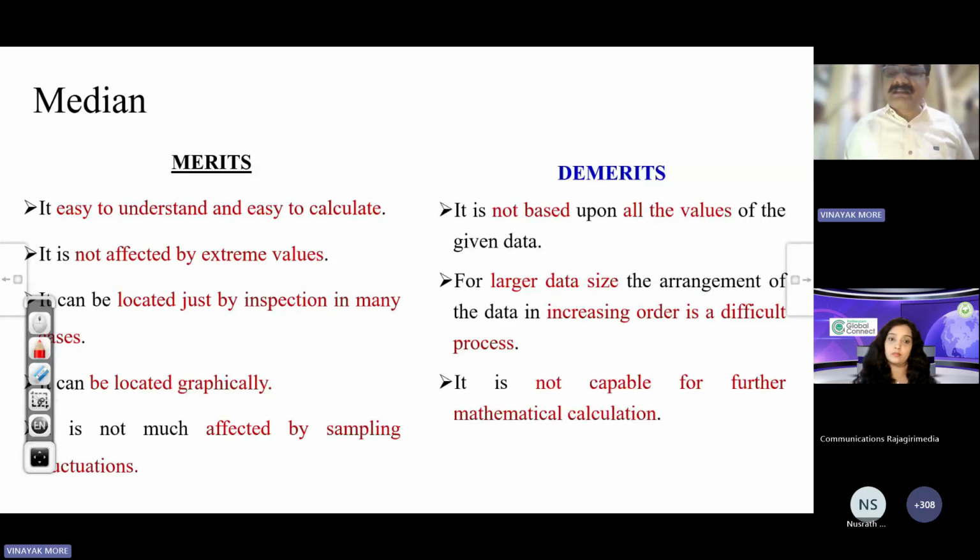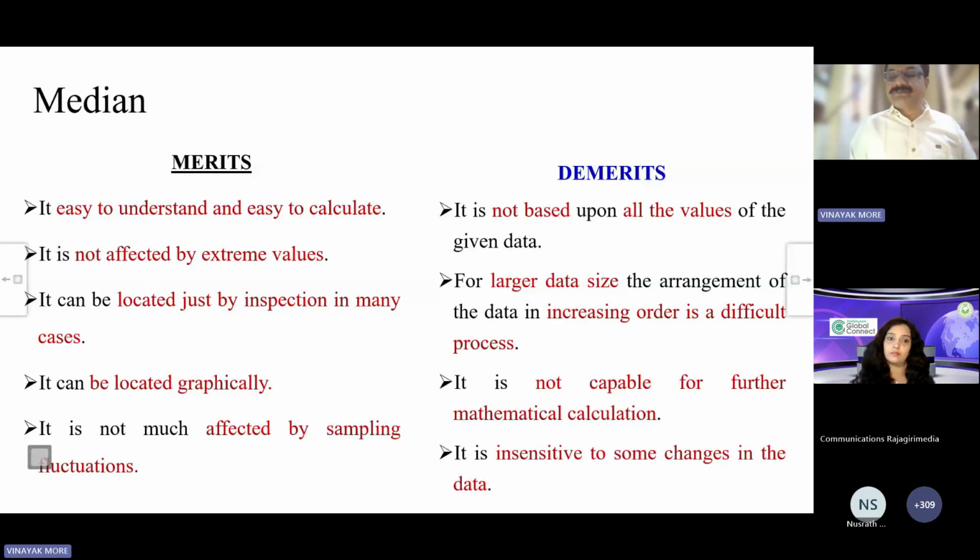For a larger data set, it is difficult to arrange in ascending or descending order, and it cannot be used further. Mean can be calculated further. You can use mean to calculate standard deviation or to do inferential statistics. But it is difficult to use median for further calculations.